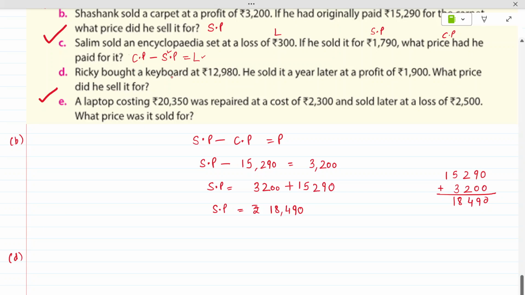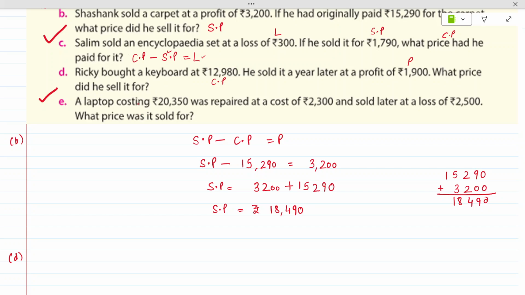Ricky bought a keyboard at 12,980. So he bought it at this price. This is the cost price. And he sold it a year later. Then he sold this particular keyboard at a profit of rupees 1900. So this is the profit at which he sold it.